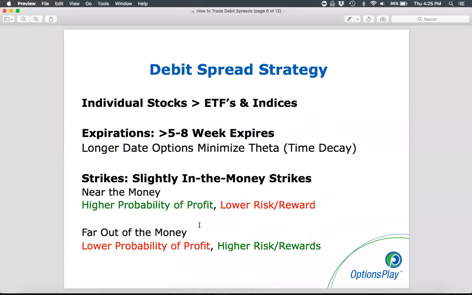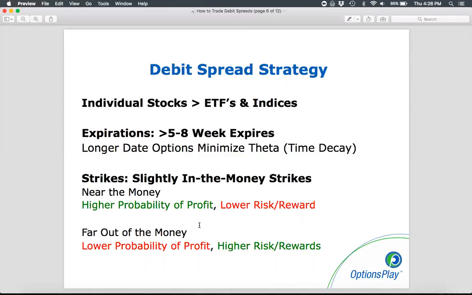Number one, last week, if you listened to our webinar on credit spreads, we learned that credit spreads are a strategy that you typically want to use on indices and ETFs. Debit spreads are kind of the exact opposite. You want to use them more so on the individual stocks versus the ETFs and indices. And the reason for this is because with credit spreads, you don't want the stock to move a lot. On debit spreads, you do want the stock to move a lot.